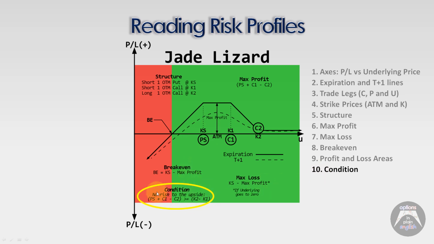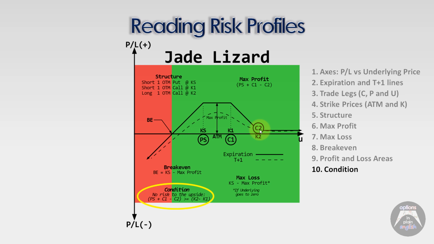And finally, the condition. In order for us not to have risk to the upside, we need to make sure that this condition is met. And once we know that, then we can put it on. And now, once we put it on in real life, instead of having these symbols, you're going to have the actual numbers, and you're going to be able to figure out whether your strategy meets your expectation for price movement, for volatility, and for time passing.